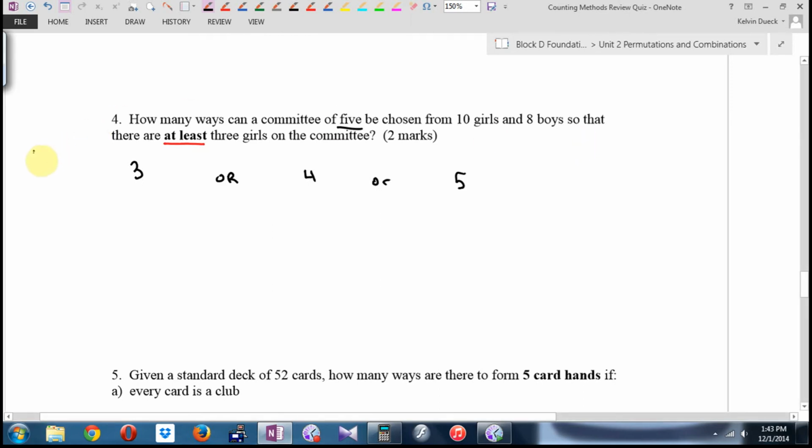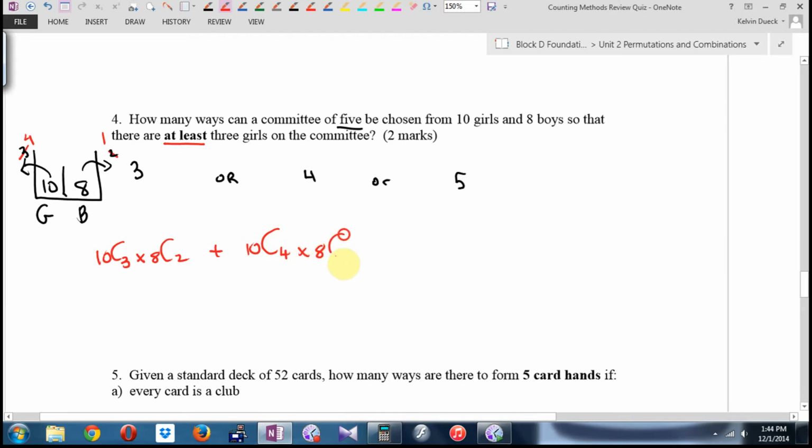So my bucket's going to look like this. Here's my bucket list. Girls, boys, 10, 8, and the first time it's going to be 3 and 2. So it's going to be 10 choose 3 and 8 choose 2. Or the next time it's going to be 4 and 1, 10 choose 4 and 8 choose 1.